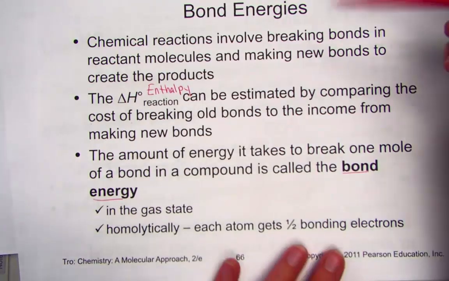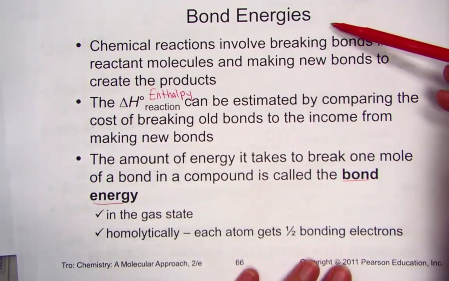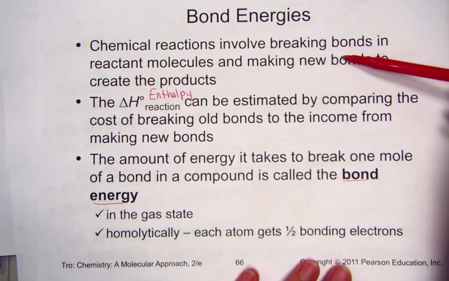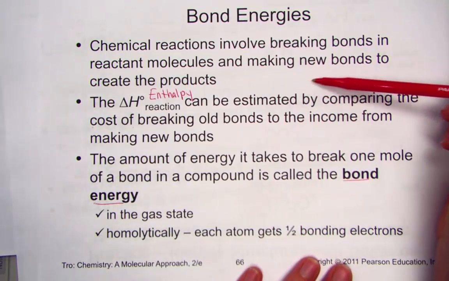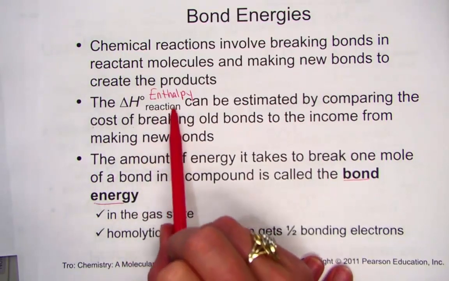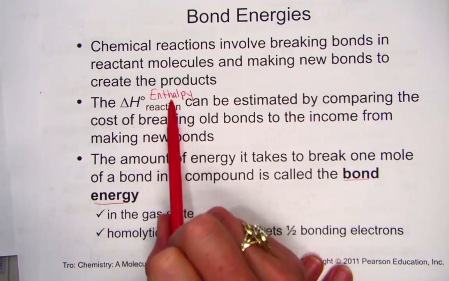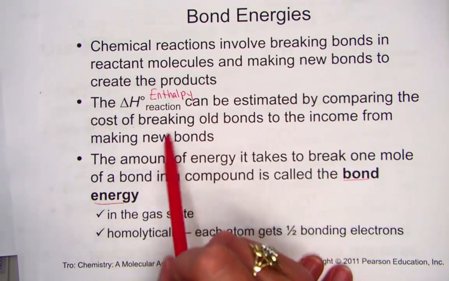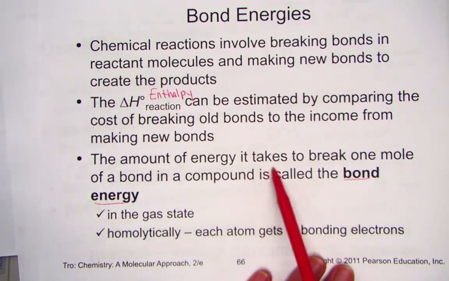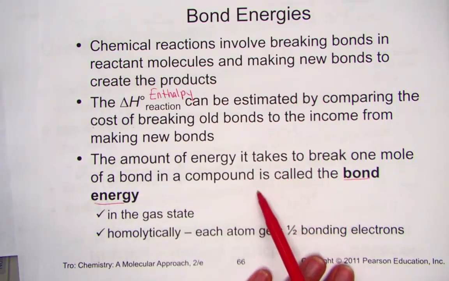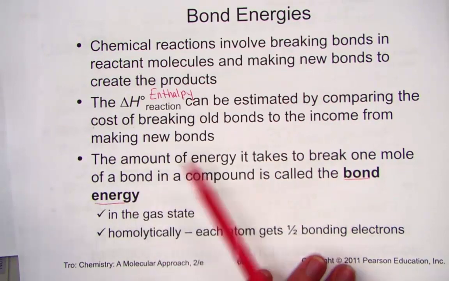The last topic we'll talk about are bond energies. Chemical reactions involve breaking bonds in reactant molecules and forming new bonds to create the products. The enthalpy of a reaction, that's what delta H stands for, can be estimated by comparing the cost of breaking old bonds to the income from making new bonds. This amount of energy needed to break 1 mole of a bond is called its bond energy.